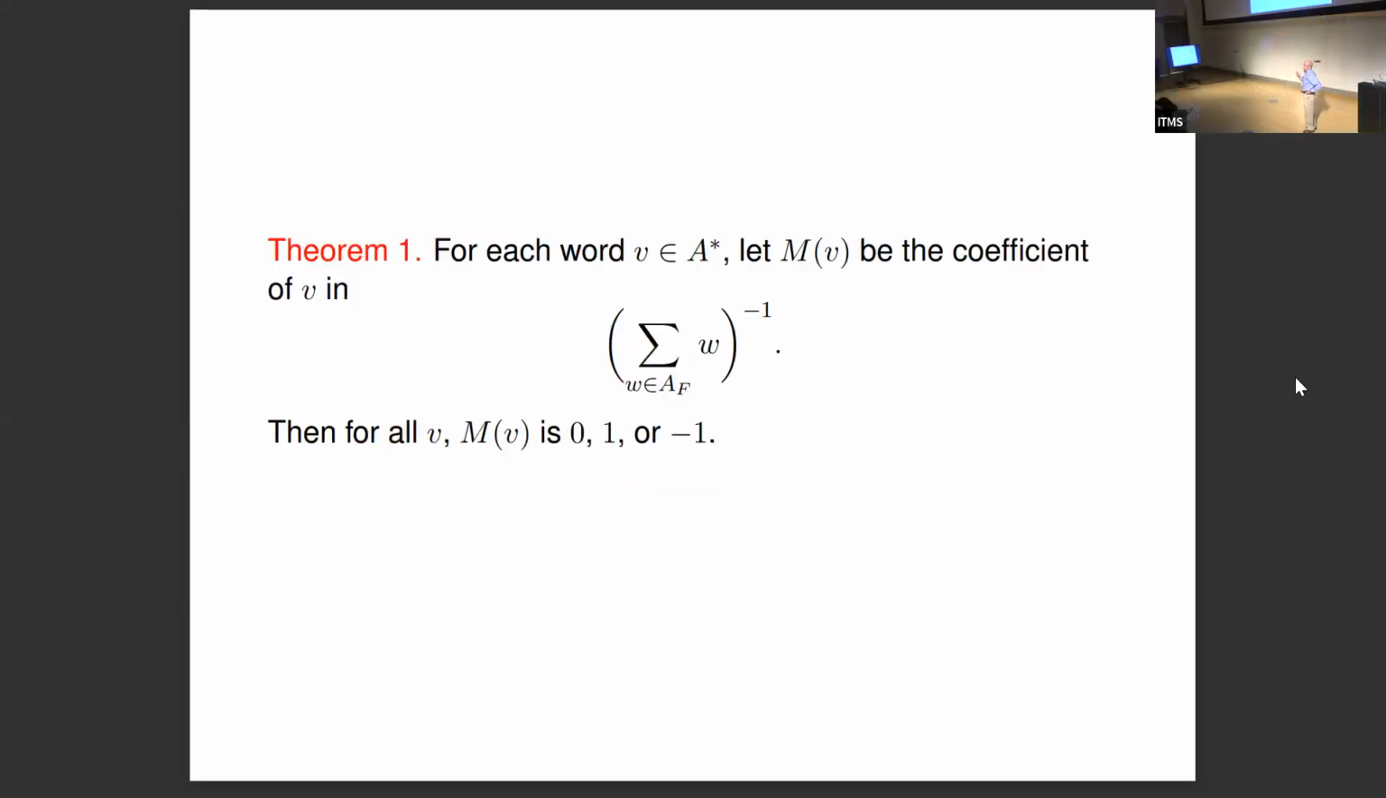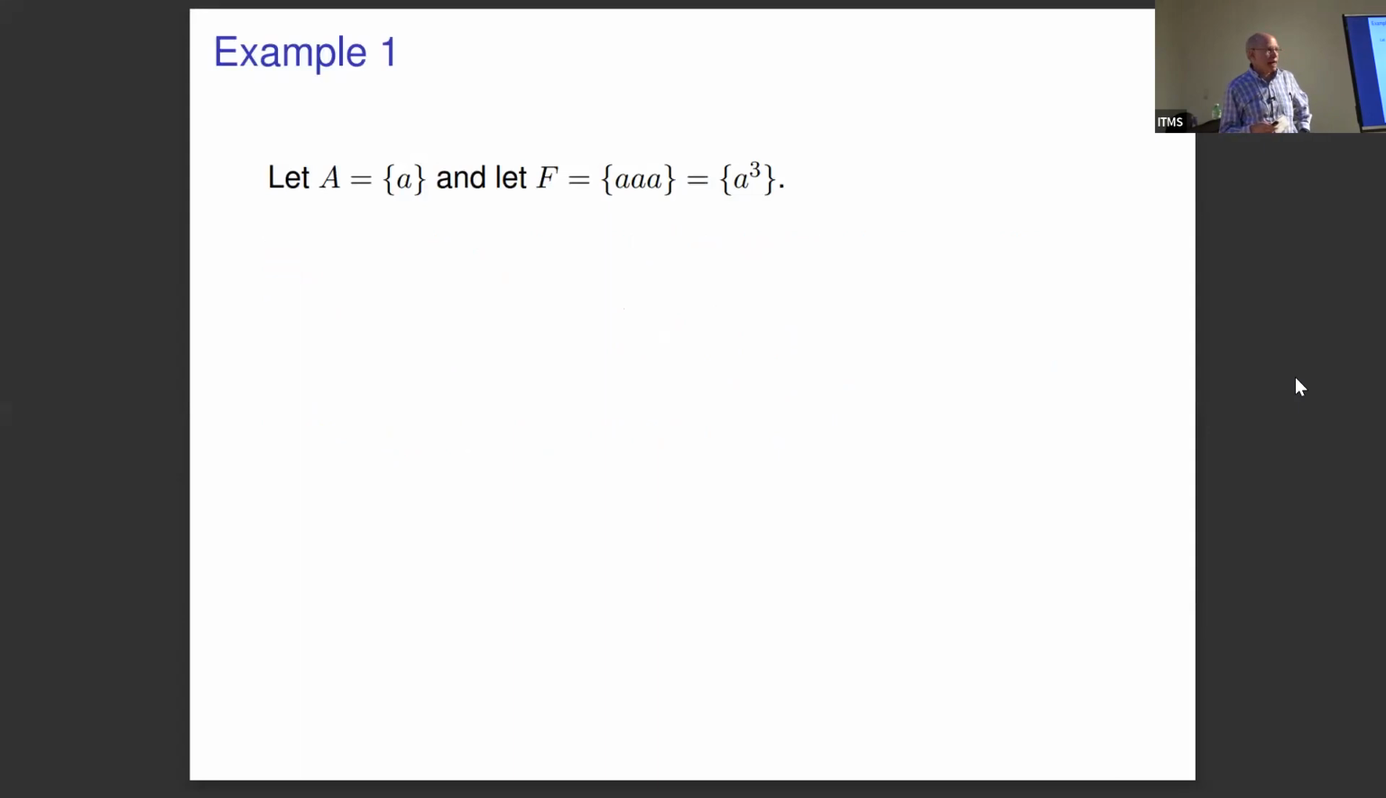So here's what I'm going to call theorem 1. It's actually the only theorem, but I'm going to call it theorem 1 just to have something to refer to it. If we take the sum of all of the words with no forbidden subwords, and look at its reciprocal in this algebra, then the coefficients are all 0, 1, or -1. So let me look at 2 examples.